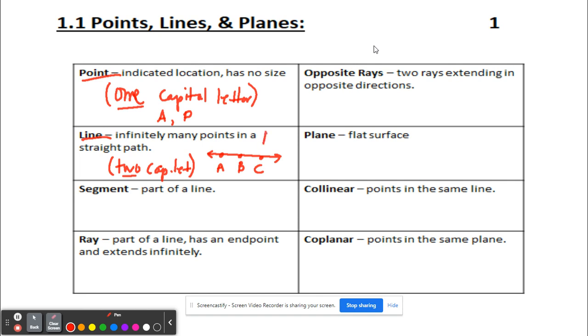And then when I mark it, so when I write AB, I put a line over top of it, and it has arrows in both directions saying that that line is going on and on. Again, something you probably should have already known coming in here.